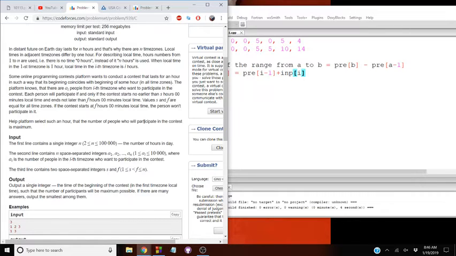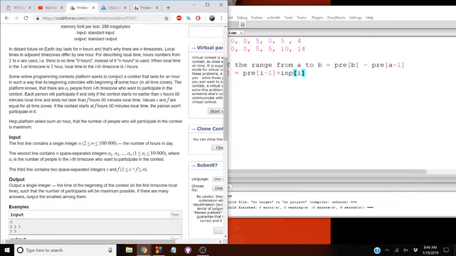In a distant future on Earth, days last for n hours, so there are n time zones. Local time zones differ by 1 hour. For describing local time zones, we use the numbers 1 through n. There is no 0 hours. Instead, it's n hours. Basically like a mod thing. When the local time in the 1st time zone is 1 hour, the local time in the I-th time zone is I hours.